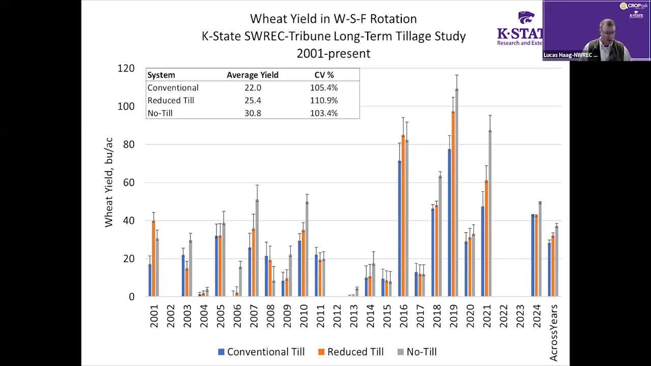And so 2002 was drought, 2012 was drought, 13 was winter injury, 17 was wheat streak mosaic, 22 was hail, and 23 we failed to get decent stands. So this data includes it all, warts and all. But anyways, we do see a significant difference in yields between the no-till, reduced till, and conventional till, although numerically not that large.